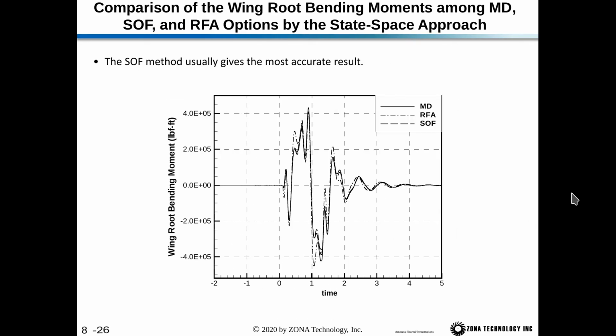Next, we'll look at the 3 different solution methods for the component load. So this is the wing root bending moment. Our mode displacement is the solid black line. The RFA is the dashed dotted line, and then the SOF, summation of forces, is the dashed line. And the SOF method usually gives the most accurate results. And you can see that all three methods agree decently, but the SOF method, once again, like we said, is the most accurate.